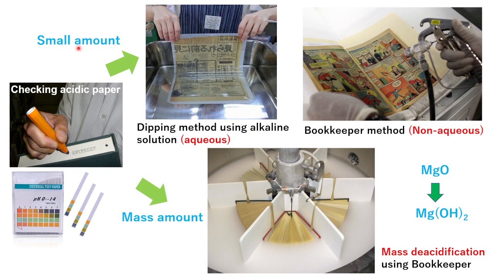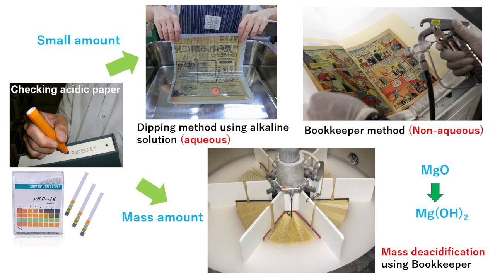So if you have a book, disassemble the book first and immerse each paper in an aqueous alkaline solution, so you can remove the acid. After drying the paper, bind it again into a book. Basically, if the object is not in the state of a sheet of paper, it must be disassembled once, although it takes a long time to process, but it has a sufficient deacidification effect.